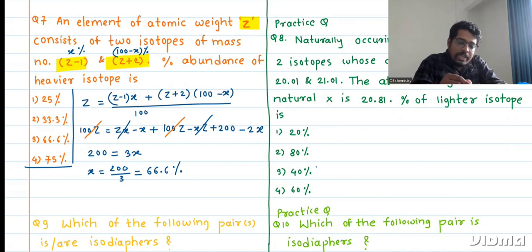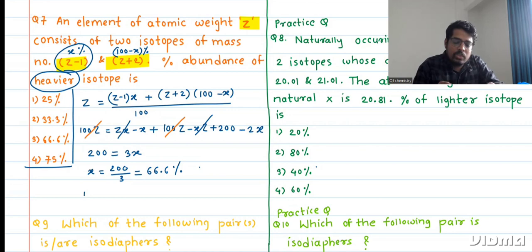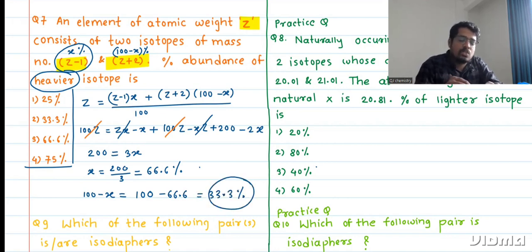So this is the percentage of the lighter isotope, Z minus 1. Okay, so what is the percentage of the heavier isotope? The percentage of the heavier isotope is equal to 100 minus X, that is 100 minus 66.6, which is equal to 33.3 percent. The percentage of the heavier isotope is 33.3 percent.